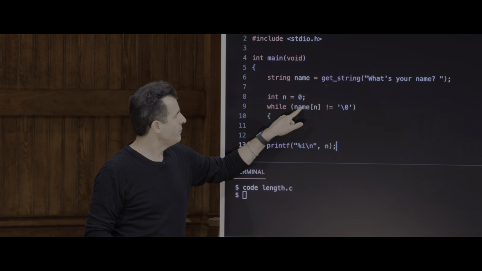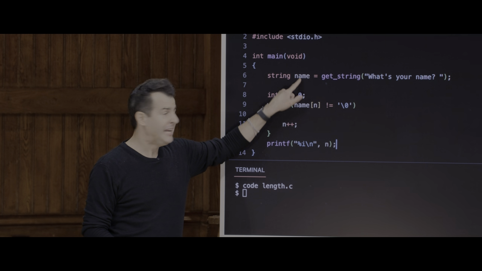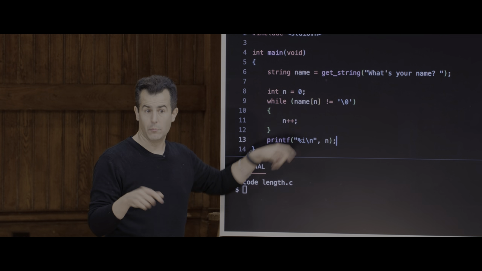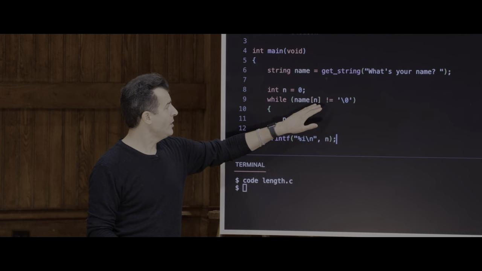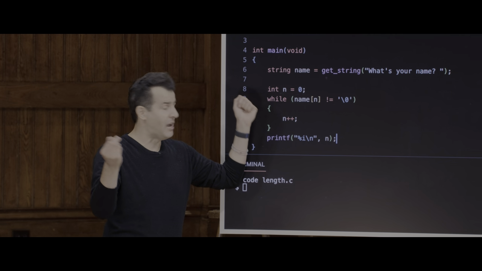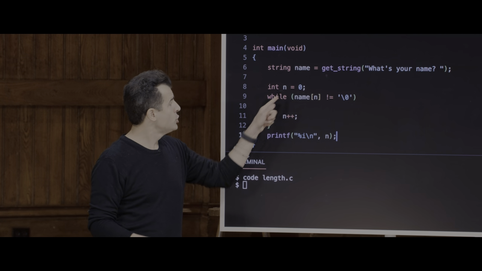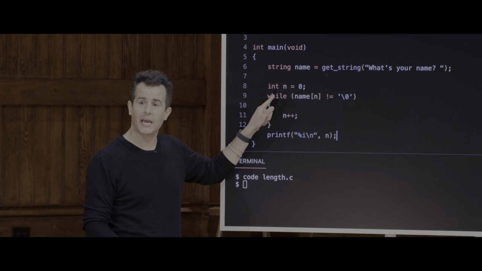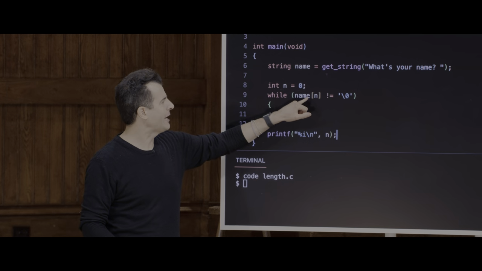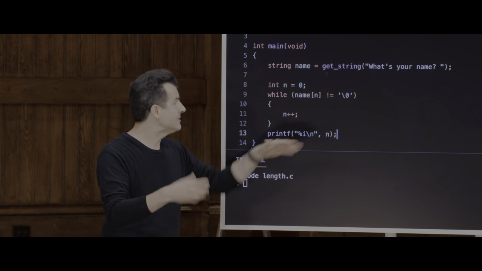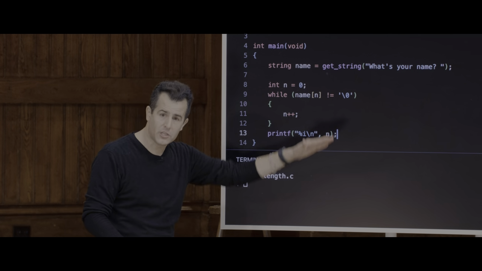What is this saying? Well, if name is the string the user typed in, and name is just an array, as you noted, then name[0] is going to be the first character. And I'm asking the question, does the first character not equal backslash 0? And if I type in David, D, it's not. So I keep going, and I add 1 to n. Then I'm going to check name[1]. If I typed in David, name[1] is going to be A. A does not equal backslash 0, and so it's going to go again.